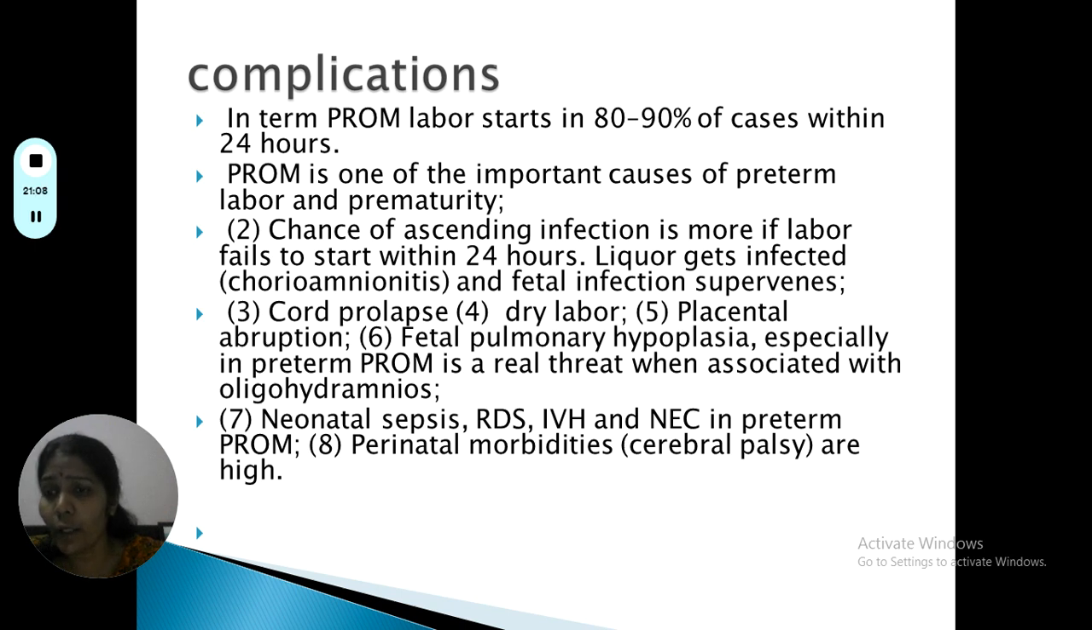The other complications are cord prolapse. Dry labor, when all the liquor is drained out, the patient will go into a dry labor, which can later lead to dysfunctional labor, difficulty in delivery, increased operative delivery, as well as increased need for cesarean sections. Placental abruption, fetal pulmonary hypoplasia, especially in preterm PROM, is a real threat when associated with oligoamnios. Neonatal sepsis because of the infection, respiratory distress syndrome, intraventricular hemorrhage, NEC in preterm PROM.